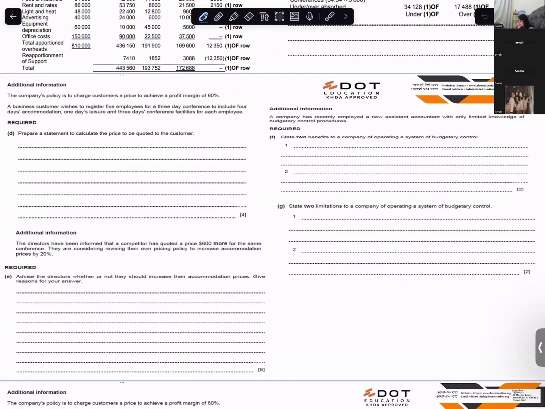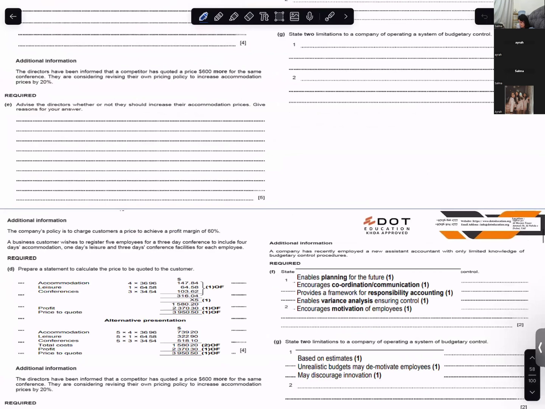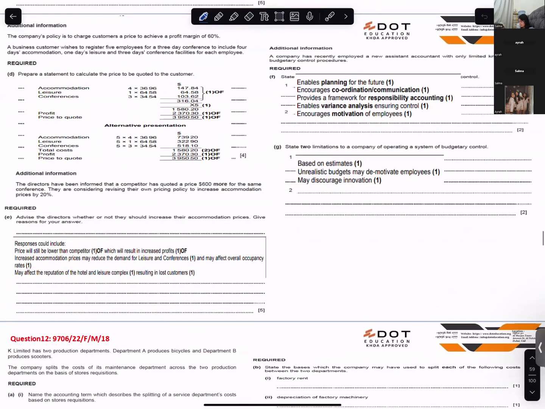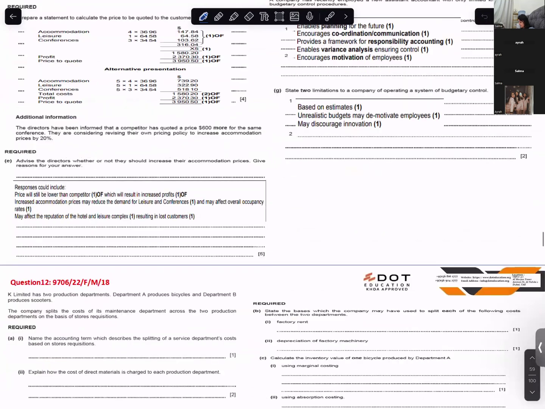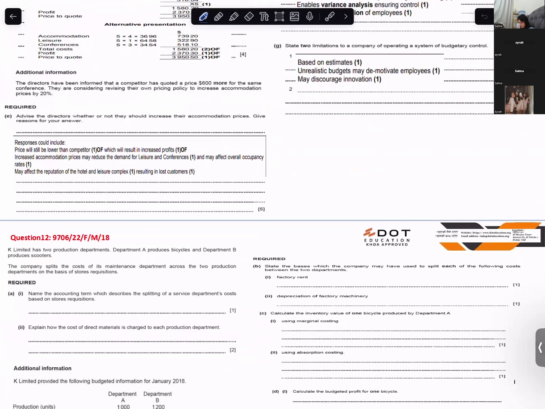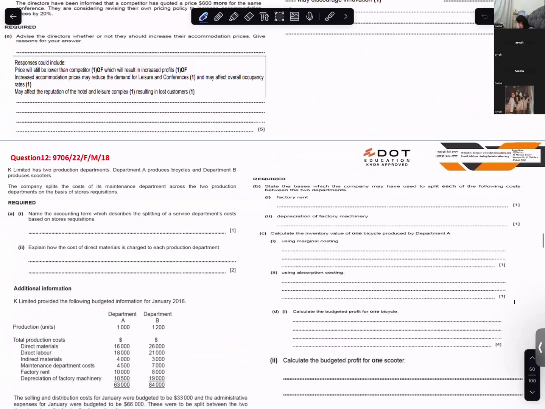Benefits of operating a system of budgetary control. The employees and the managers will be motivated, and it will help to improve the coordination between the workers. Limitations of operating a system of budgetary control. The profits will be less in the beginning, and it is based on estimated numbers.